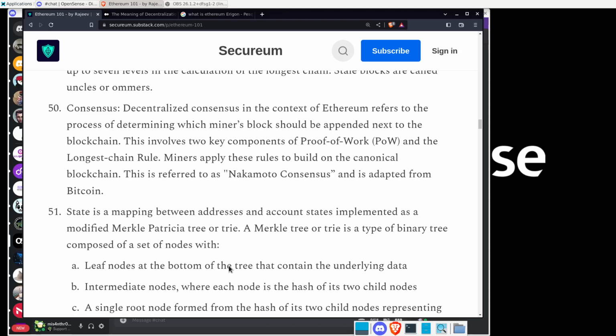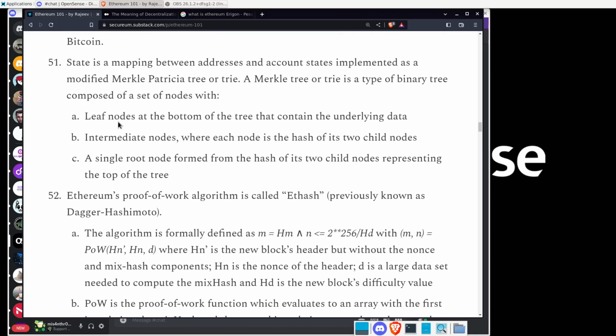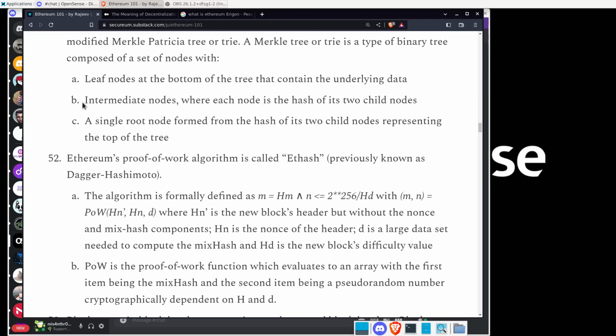State is a mapping between addresses and account states implemented as a modified Merkle tree or trie. A Merkle tree is a type of binary tree composed of a set of nodes with leaf nodes at the bottom of the tree that contain the underlying data, intermediate nodes, where each node is the hash of its two child nodes, and a single root node formed from the hash of its two children, representing the top of the tree.